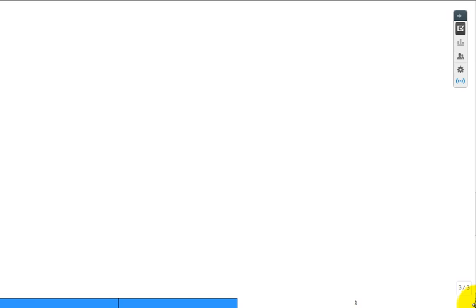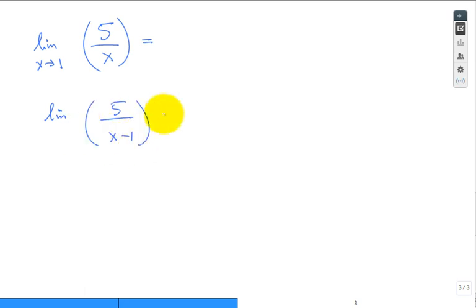New slide, jump over here. If I have, I don't know, 5 divided by x, and I say the limit as x goes to 1, what is that answer? It's 5, isn't it? Okay. Let's do the limit of 5 divided by x minus 1, and I say let's do the limit as x goes to 1. What are you going to get? It's infinity. And then we go, okay, you're getting good at limits.